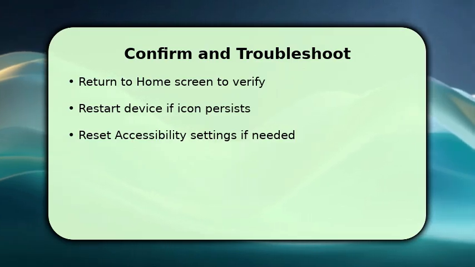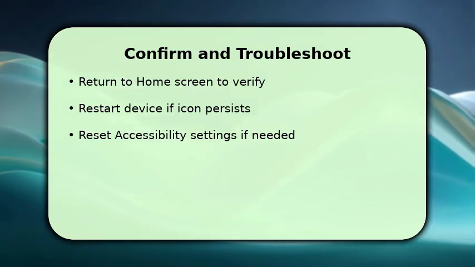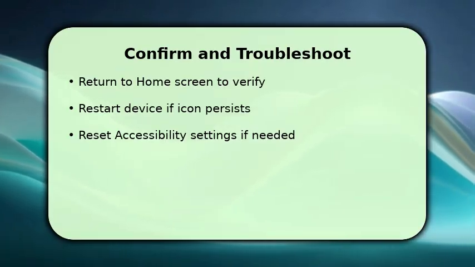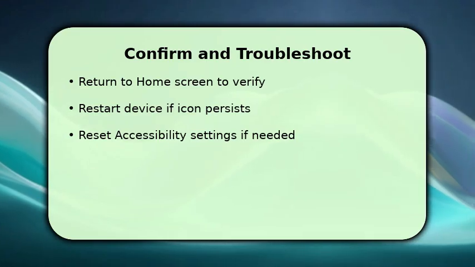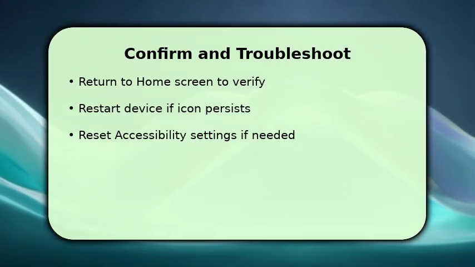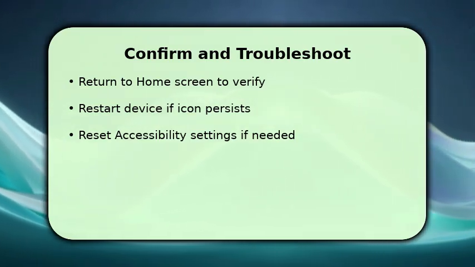Should problems persist, go back to Accessibility and toggle Assistive Touch on then off again, or reset accessibility settings to defaults. This refresh often fixes configuration glitches. Make sure to back up any custom gestures before resetting.